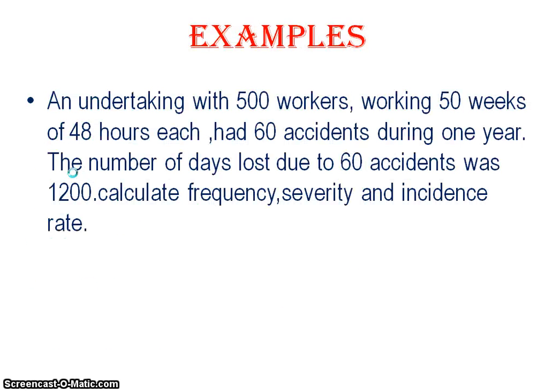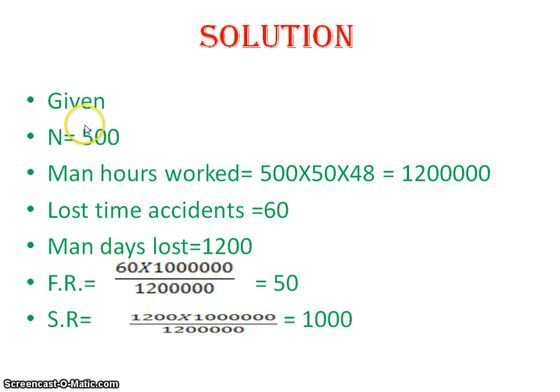And the number of days lost due to the 60 accidents was 1200. So the man days lost due to the 60 accidents is 1200. Our question is how to calculate frequency rate, severity rate and incidence rate using the given data. As we have discussed earlier, the number of workers is 500, man hours worked is 500 into 50 into 48, that is 12 lakhs, lost time accidents are 60, and man days lost is 1200.